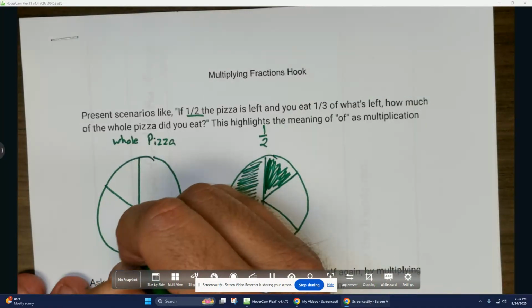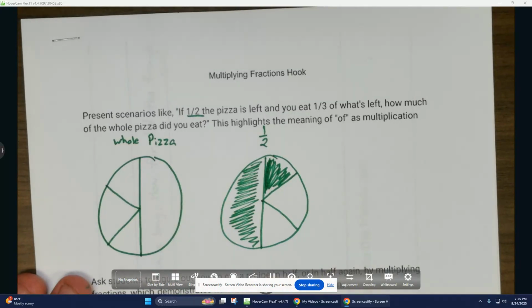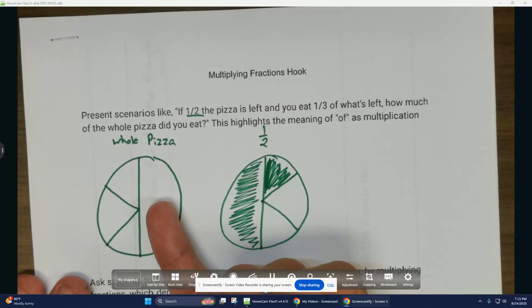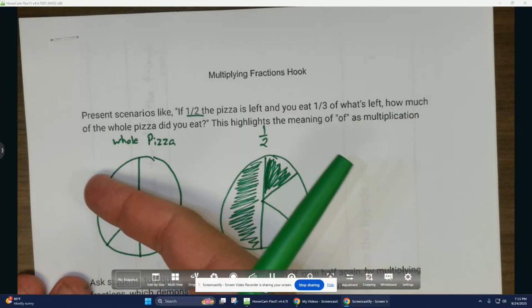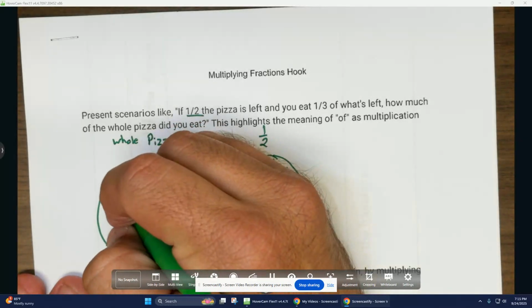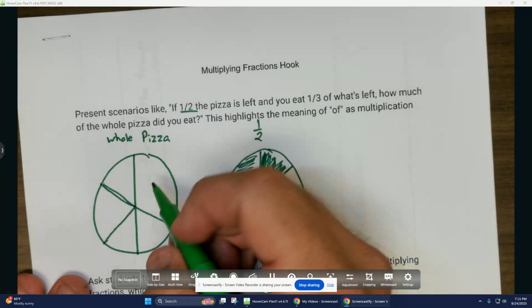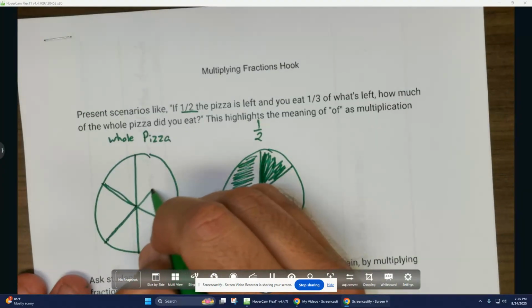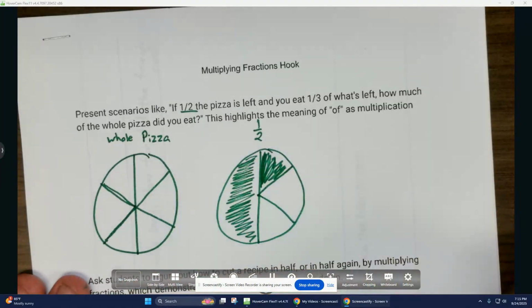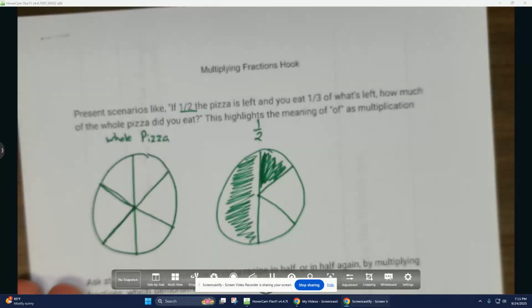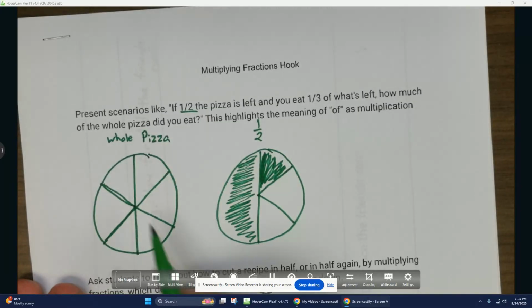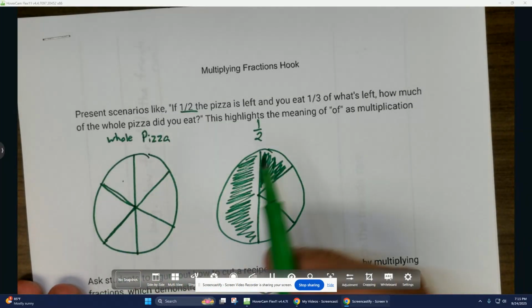Now, think about this. When people cut pizzas, do they cut a pizza like this? Well, no, they're going to go diagonally all the way across, and then they're going to go diagonally all the way across. How many slices of pizza are there? 1, 2, 3, 4, 5, 6.